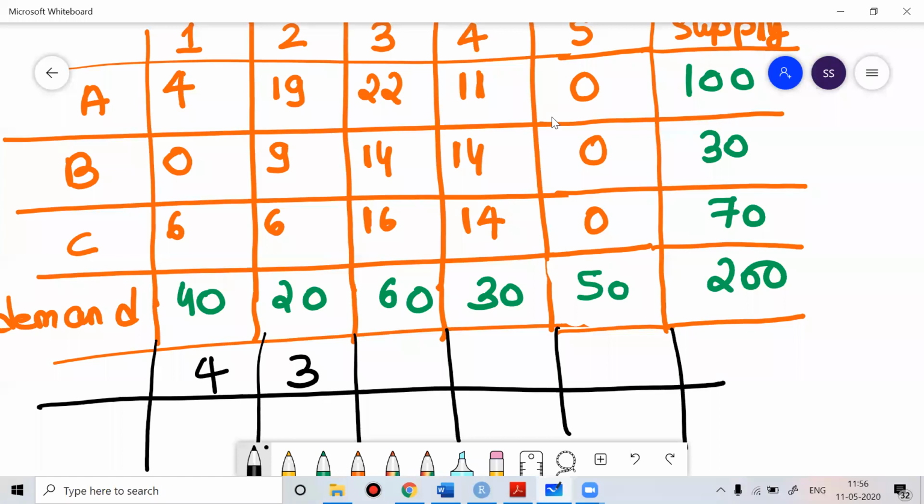Then the next one is 16 minus 14, you'll get 2. Then the next one is 14 minus 11, you'll get 3. Then the next one is 0. You know this, every time I'm doing the same thing: you'll find the lowest element in every row or every column. You subtract that element from the next highest element. So that I have done column wise.